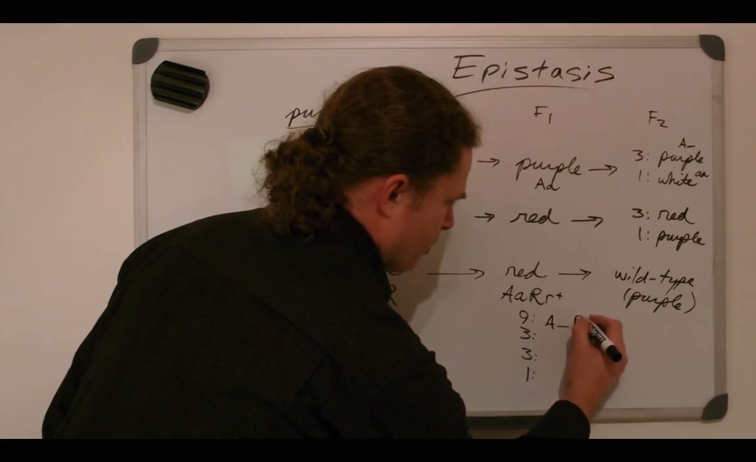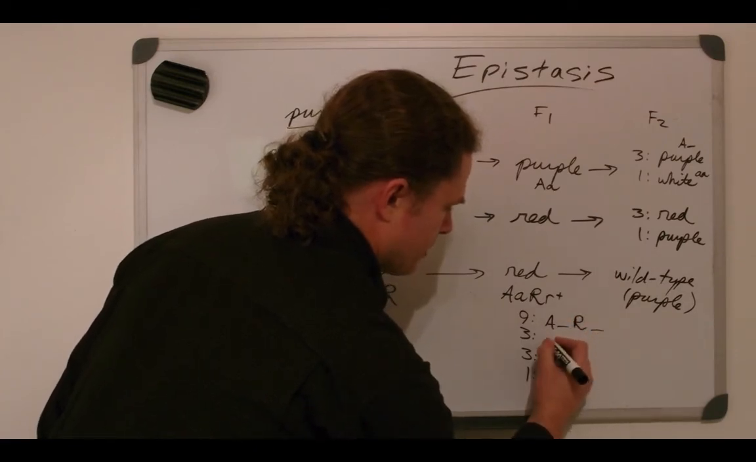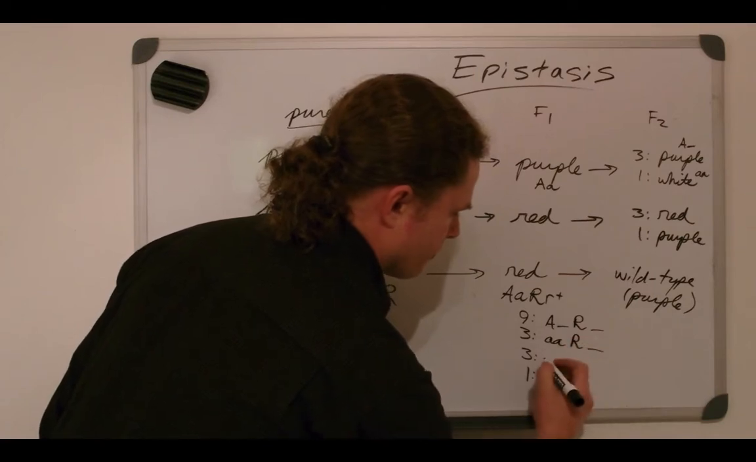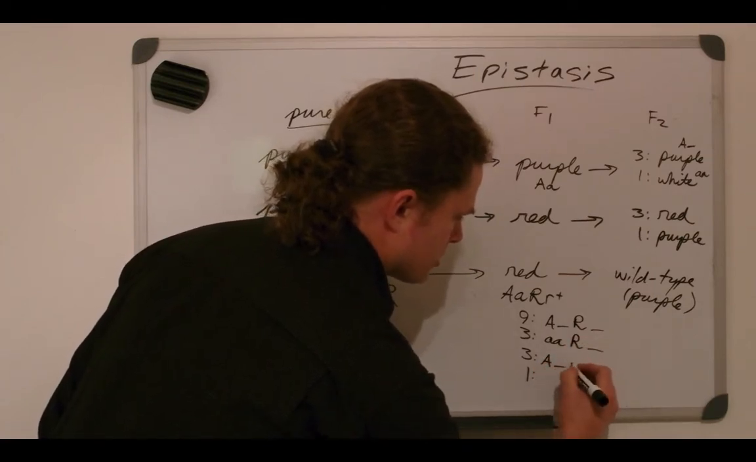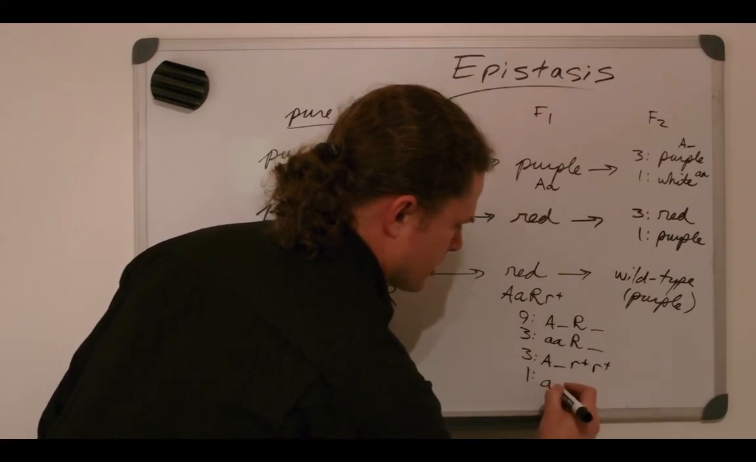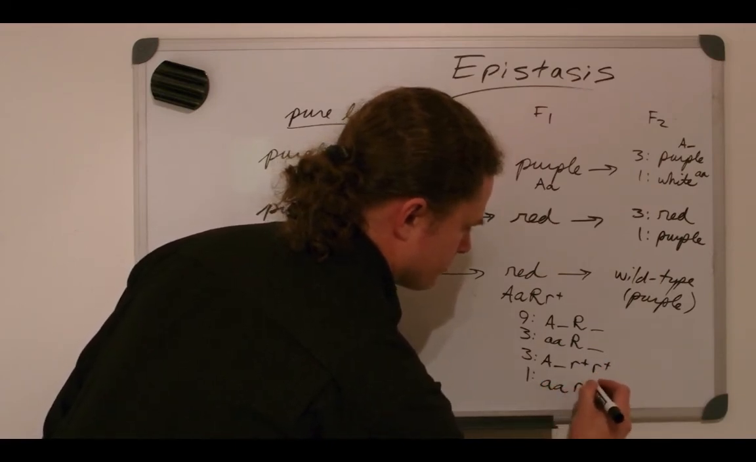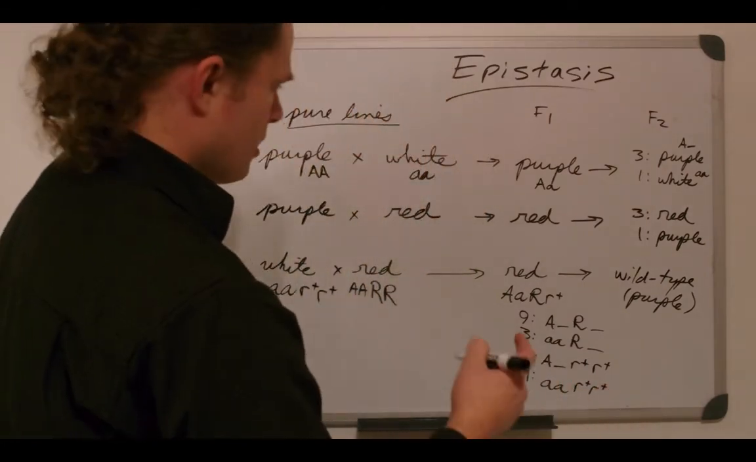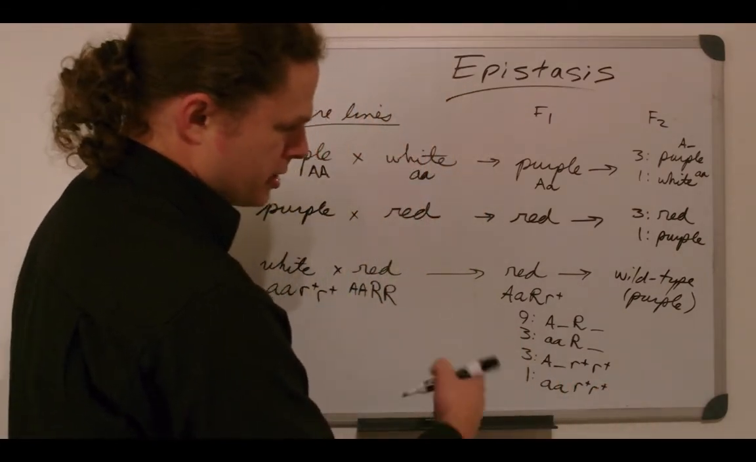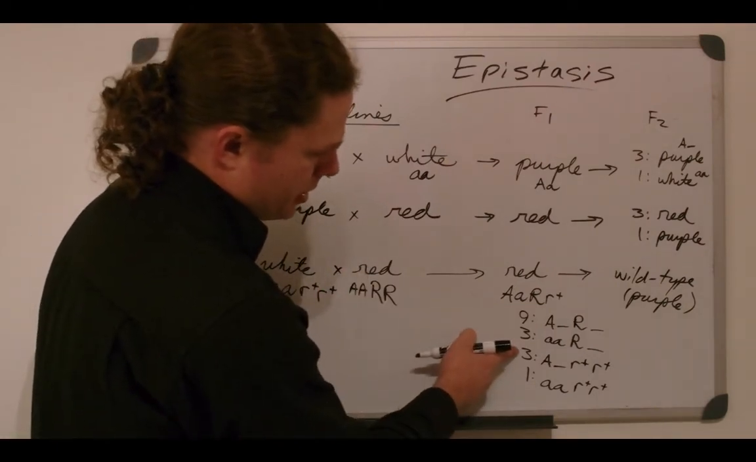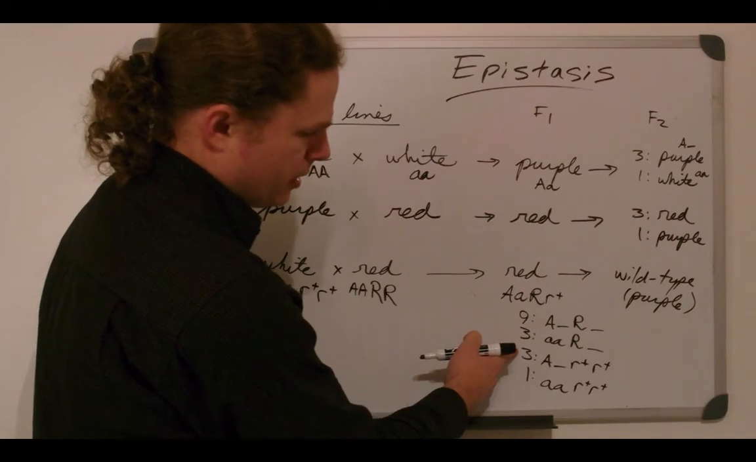The 9 would have both dominant alleles. One of the 3s has one of the recessives with the other dominant, and then the converse, and then the two recessives together. And you'll notice that in this case, because one of the mutants is dominant, this is the category that has the wild-type phenotype.